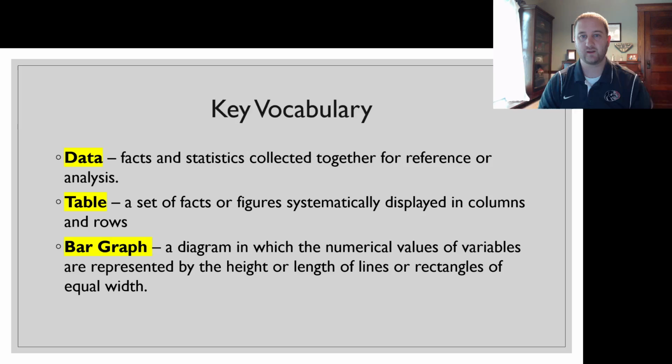Okay? Some key vocabulary that we need to understand before we get started. Now, some of these we've talked about already. Data. Data are facts and statistics collected together for reference or analysis. Basically, data is just a bunch of numbers that have to do with a certain topic. Okay? A table then is a set of facts or figures that are systematically displayed in columns and rows. You guys have created tables before a lot in your math classes and your science classes. We're going to do it today in Excel as well.